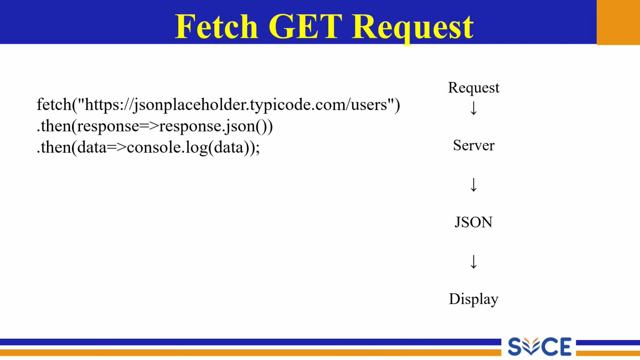The complete flow: React application, fetch sends the GET request, server receives the request, database returns records, server converts data into JSON, React receives the JSON and displays the data on the screen.